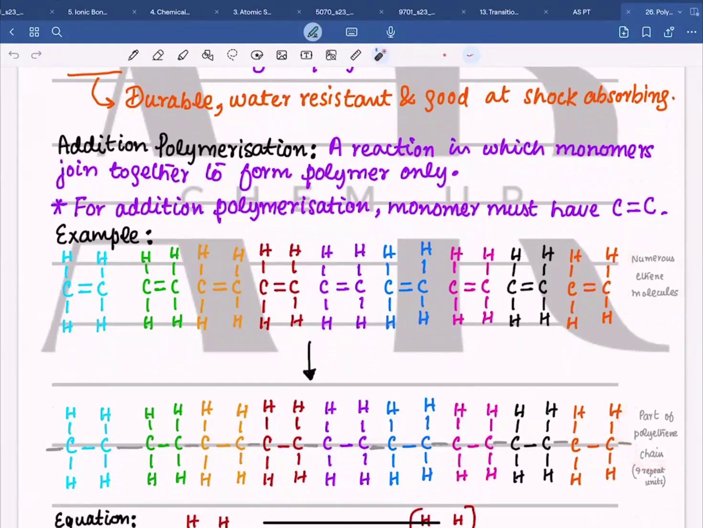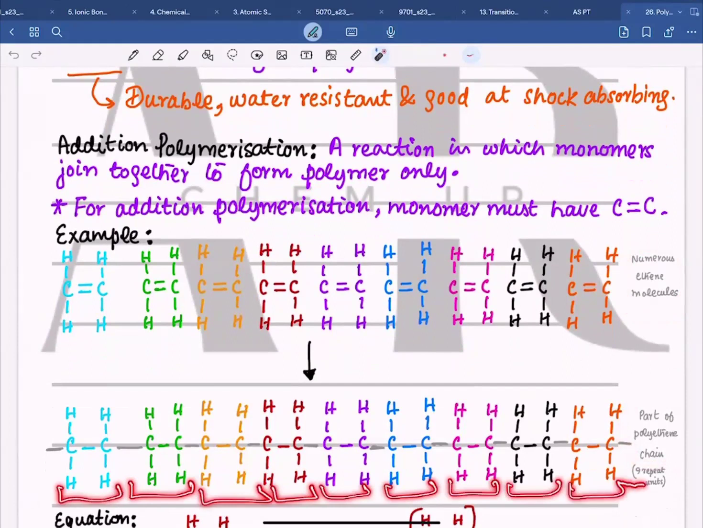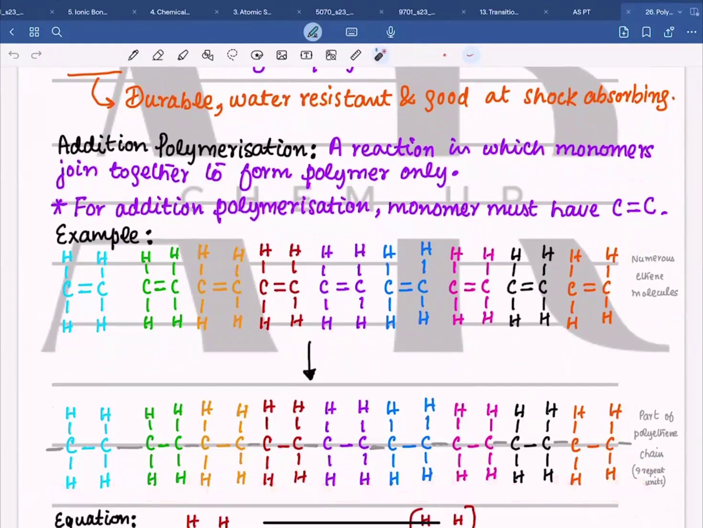There are numerous ethene molecules, and this is part of a polyethene chain, a polymer. If you see here how many repeat units there are, this is one repeat unit, second, third, fourth, fifth, sixth, seventh, eighth, ninth. So there are 9 repeat units over here. Is this understandable?